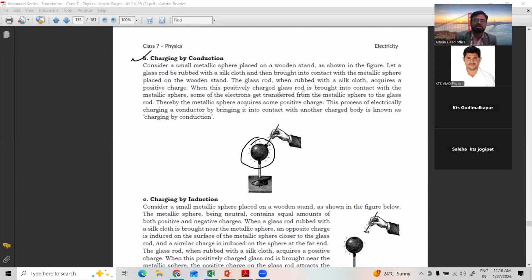When this positively charged glass rod is brought into contact with the metallic sphere, some of the electrons get transferred from the metallic sphere to the glass rod. Thereby, the metallic sphere acquires some positive charge. This process of electrical charge being conducted by bringing it into contact with another charged body is known as charging by conduction. We are not rubbing here, just touching.